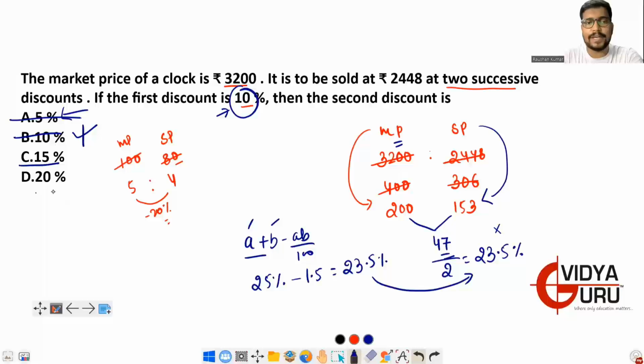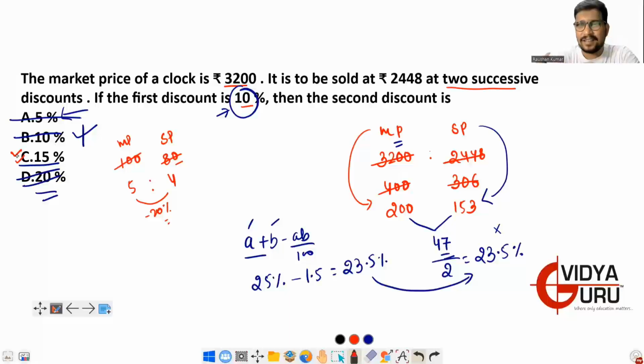Let it be, if we take 20%, see, 20 plus 10 is equal to 30%, and thereafter minus 2%, it will be equal to 28%. So this is also not our option. Okay, so our answer should be what? You can say C, that is 15%. So if you solve like this, it will take less time.